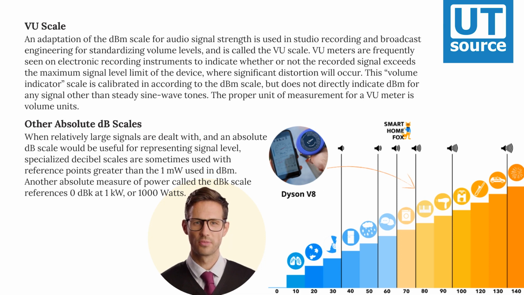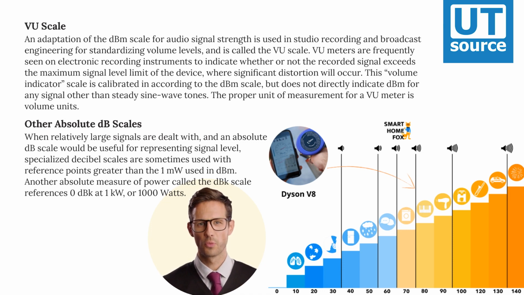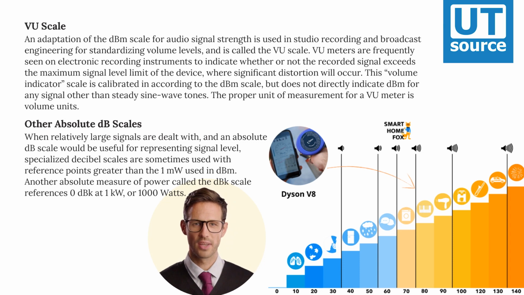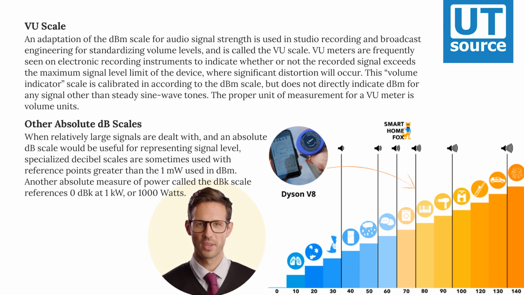Other absolute dB scales. When relatively large signals are dealt with, and an absolute dB scale would be useful for representing signal level, specialized decibel scales are sometimes used with reference points greater than the 1 milliwatt used in dBm. Another absolute measure of power called the dBk scale references 0 dBk at 1 kilowatt, or 1000 watts.